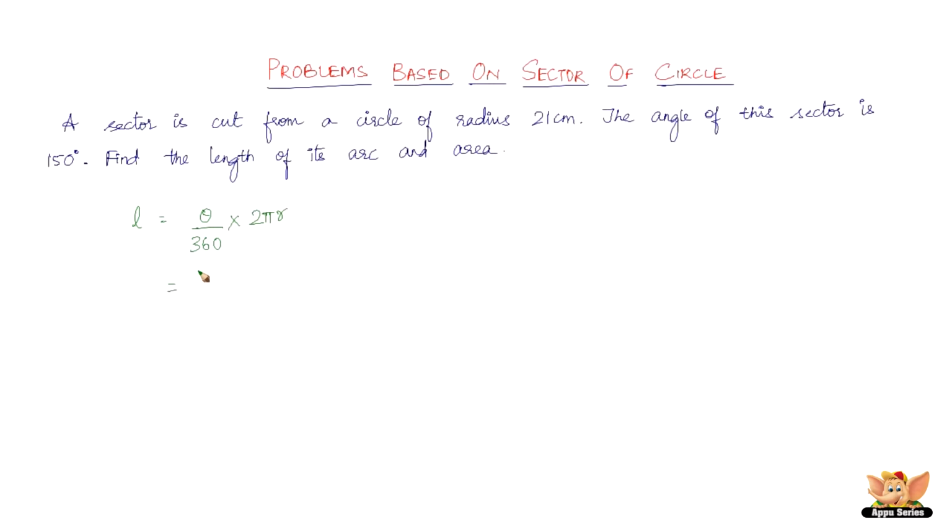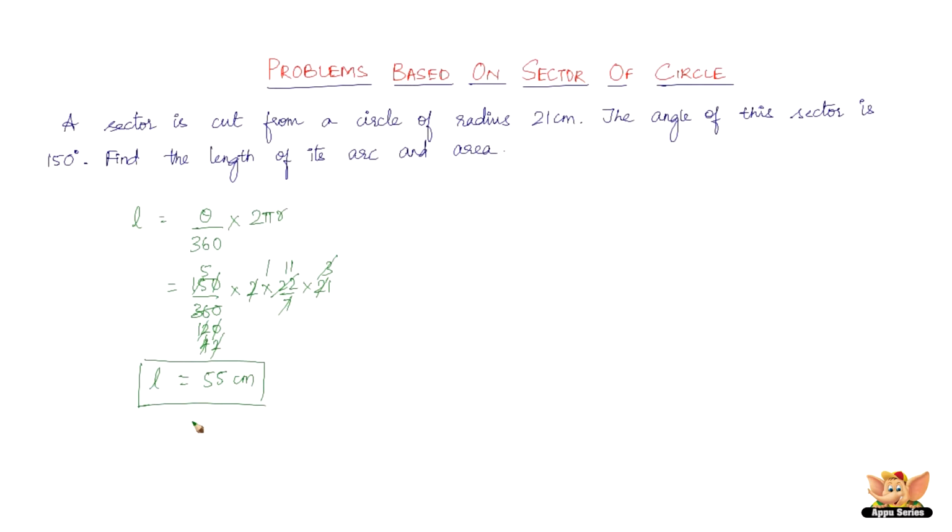That's all. So the theta is given by 150. So 150 by 360 times 2 times 22 by 7 times the radius of the circle, which is 21. So 7 times 3 is 21. 3 times 120 is 360. And the zeros get cancelled. 3 times 4, 3 times 5, and 2 times 2 gives you 4, and 2 times 11 gives you 22, and the answer is 55. So the arc length is nothing but 55 centimeters.